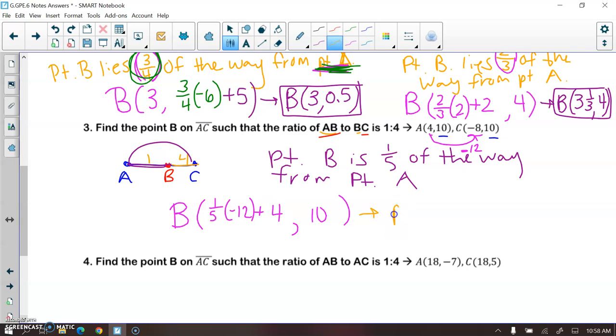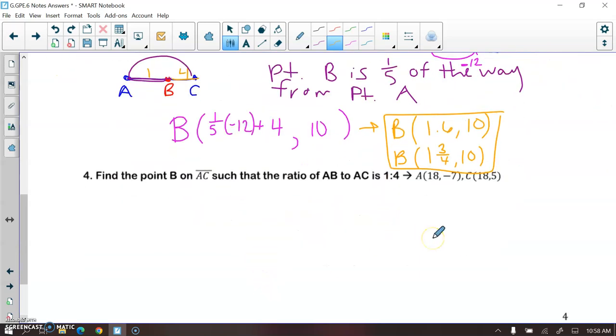So point B is going to be 1.6 is your x value, and 10 is your y value. If you wanted to write it as a fraction, that would be okay, it would be a 1 3/5. Either one of those would be acceptable.